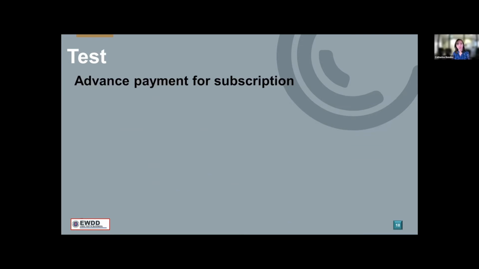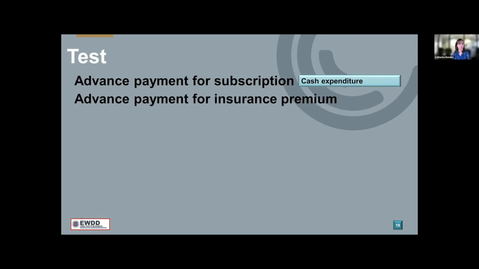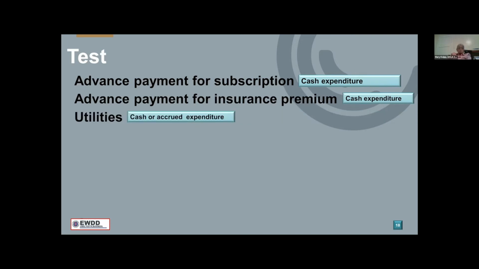Advance payment for subscription. An expenditure. Cash expenditure. Even if it's advance, it's okay. Advance payment for insurance premium. Cash expenditure. Okay, facility lease. These are the big items.